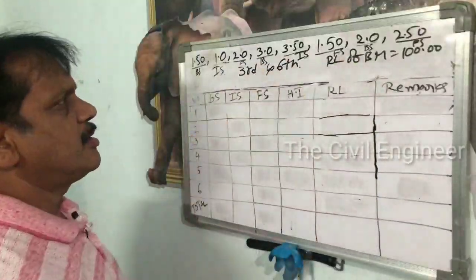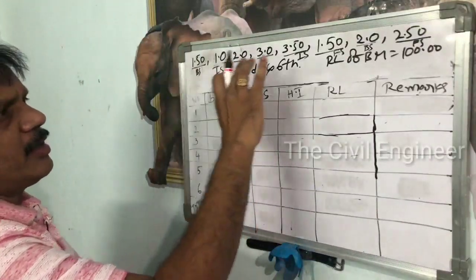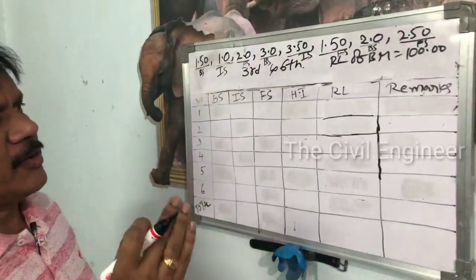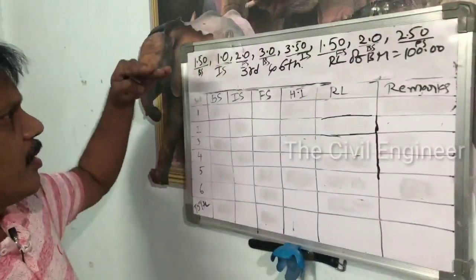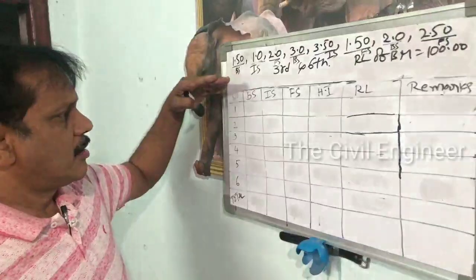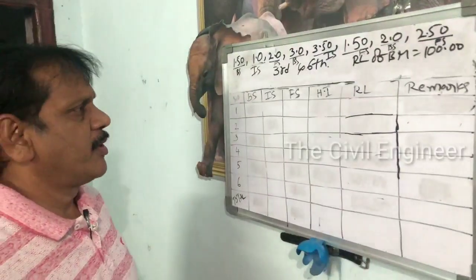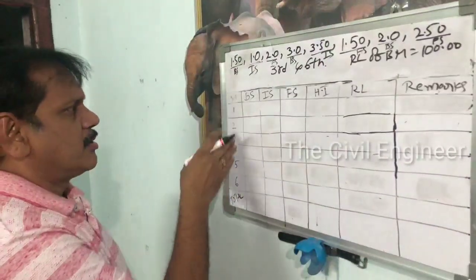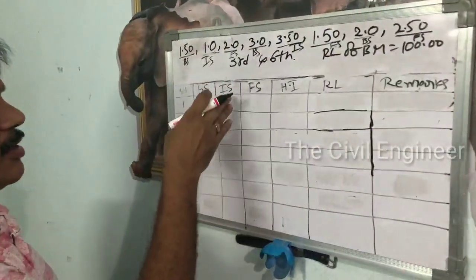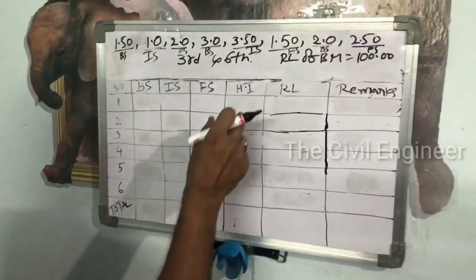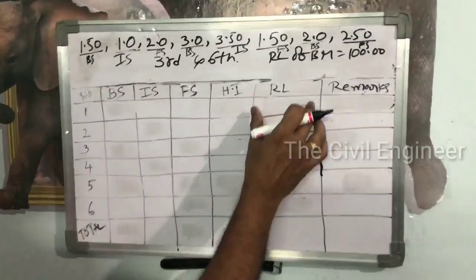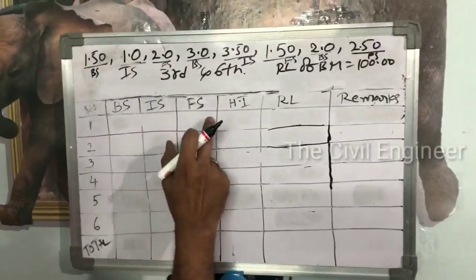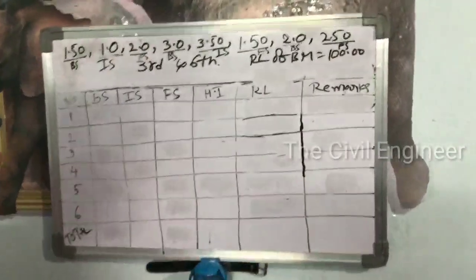This is the process of identifying all the staff readings as back sides, intermediate sides and foresights. Now all these staff readings are posted into this tabular form. Here we have to draw the tabular form in this manner: number, back sides, intermediate sides, foresights, height of instrument, reduced levels and remarks column. So 1, 2, 3, 4, 5, 6, 7 columns are to be drawn.